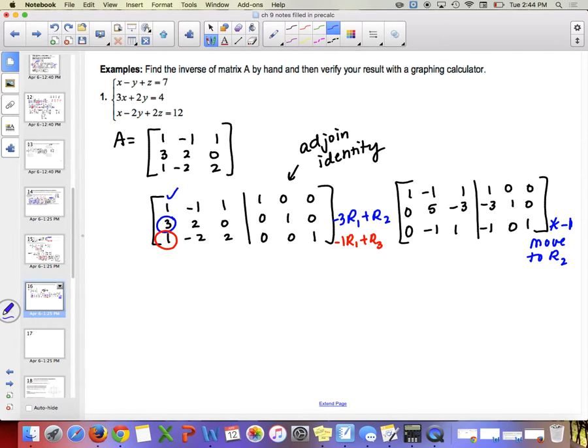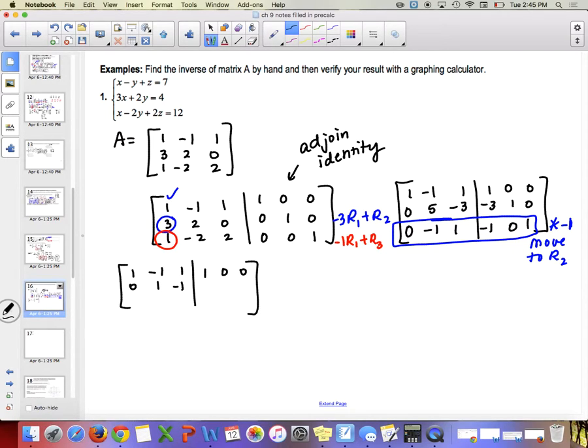So we're multiplying this row right here by a negative 1, and we're going to move it to row 2. So we're going to switch those 2 rows around, which is totally fine. It's just moving 2 equations around, right? So when I do that, I have 1, negative 1, 1, 1, 0, 0, and I'm going to have 0, and then positive 1, negative 1, positive 1, 0, negative 1. And then that third row will be 0, 5, negative 3, negative 3, 1, 0.